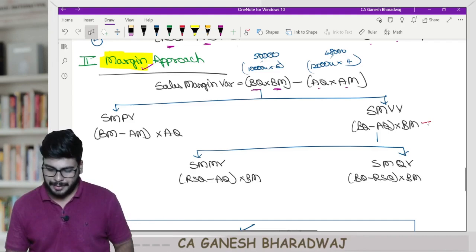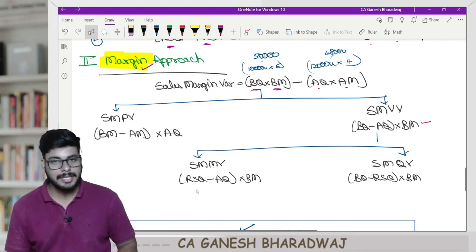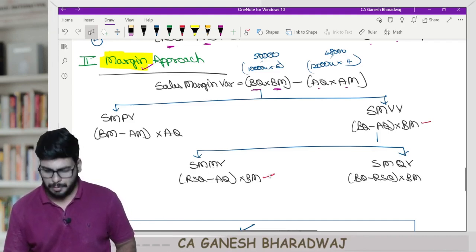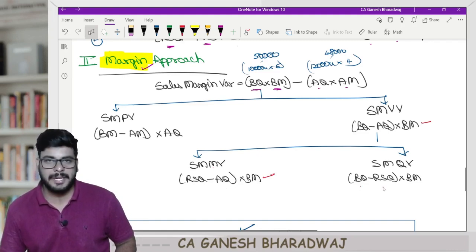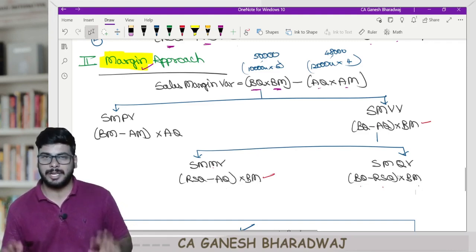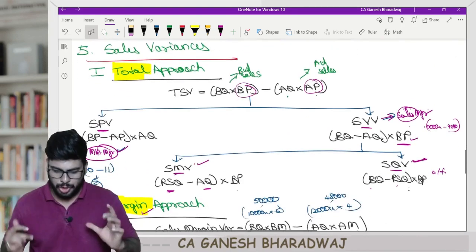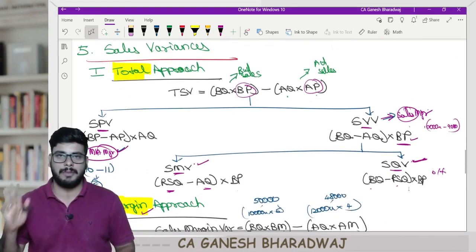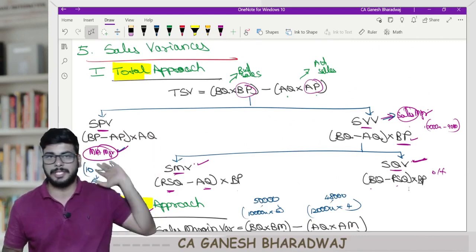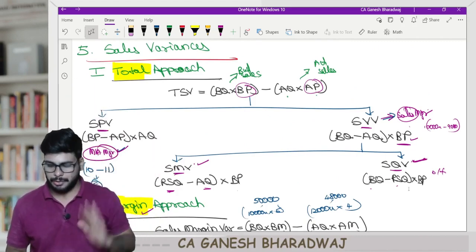Now it is further classified into mix and quantity variance. Mix variance is revised standard quantity minus actual quantity into budgeted margin. Here the quantity variance is going to be budgeted quantity minus revised standard quantity into budgeted margin. Clear with this, guys? Basically, it is the total approach only. Instead of price, you use margin. If it is budgeted price, here you use budgeted margin. If it is actual price, here you use actual margin.